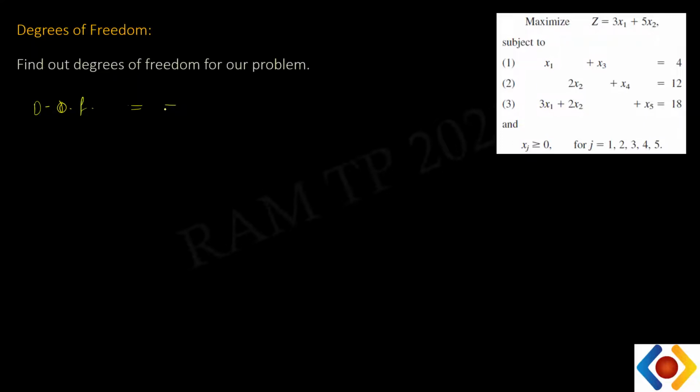We say it is number of variables minus number of equations, right? So in our case, how many variables are there? 5. How many equations are there? 3. So the degrees of freedom is 2. This is telling us that if you want to solve this system of equations, you will have to assume the value of 2 variables. Then only you will be able to solve this. Are you all clear about that?